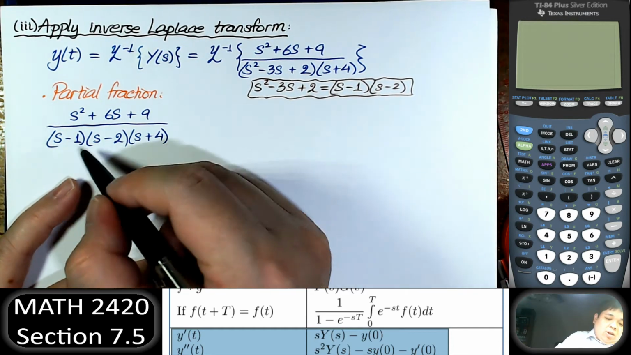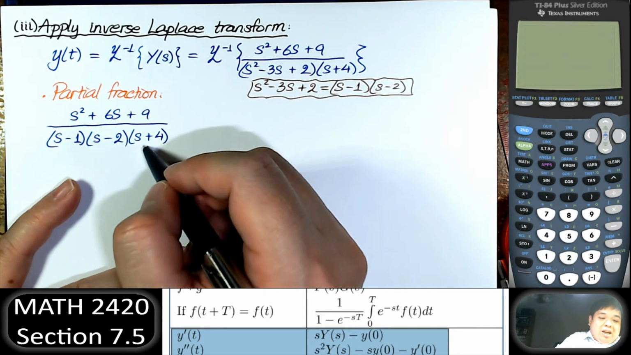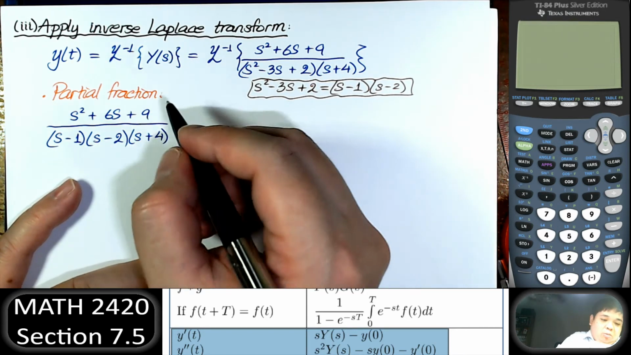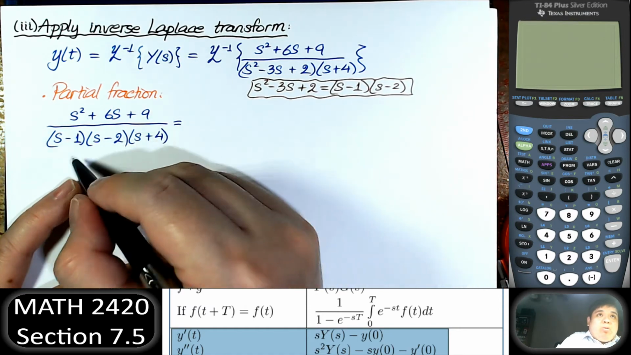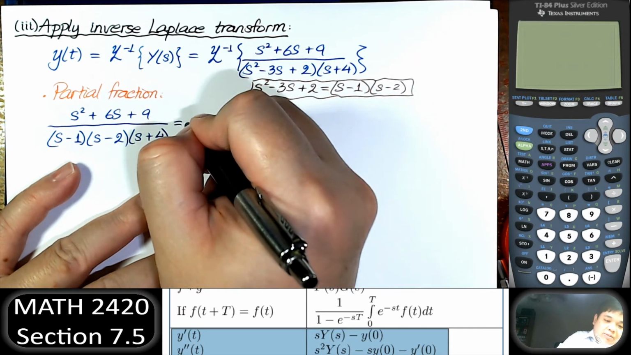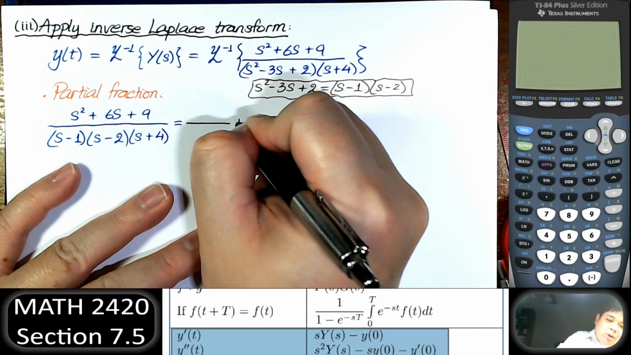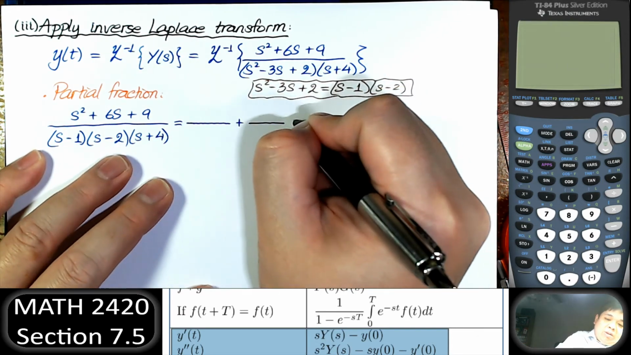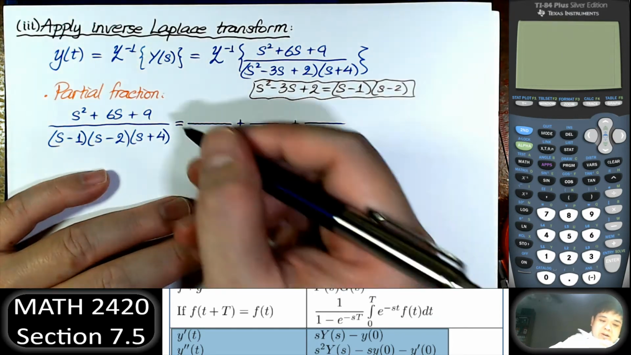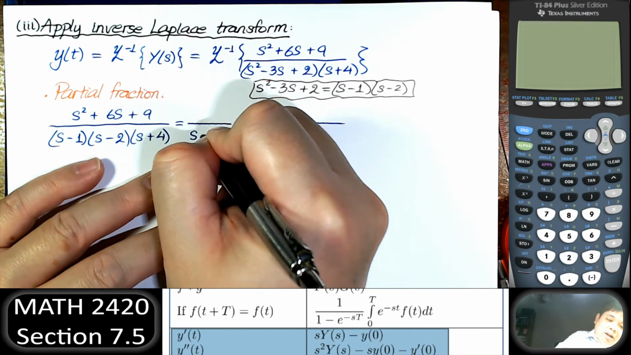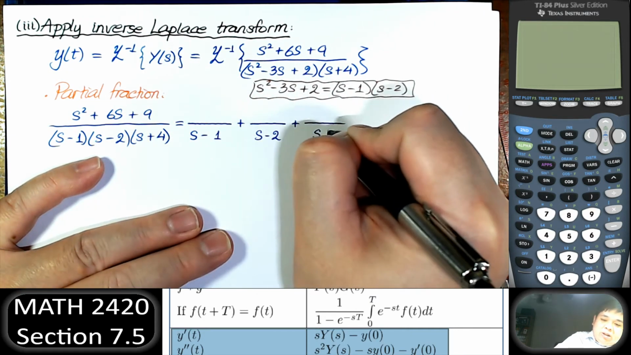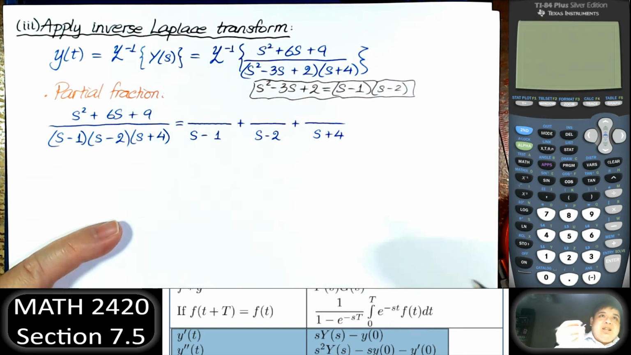Right, so now we know all the factors are out to the lowest. We cannot break this down any further because it's down to the linear factors already. So here we have 3 factors at the bottom, meaning that we're going to have 3 fractions: s minus 1, s minus 2, s plus 4. Well, this is the leading factor.